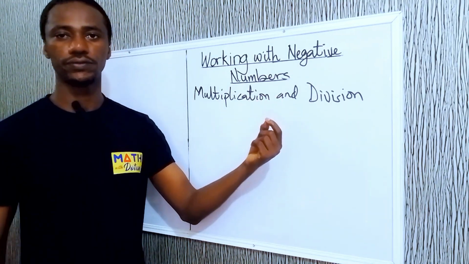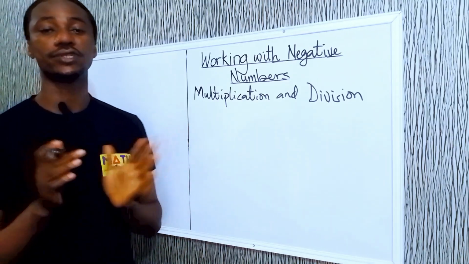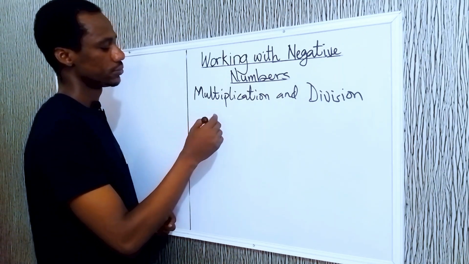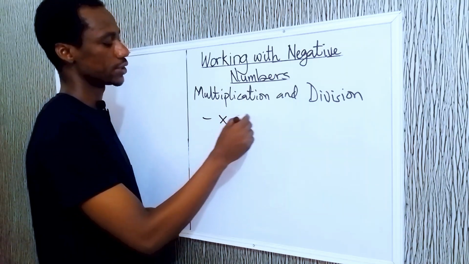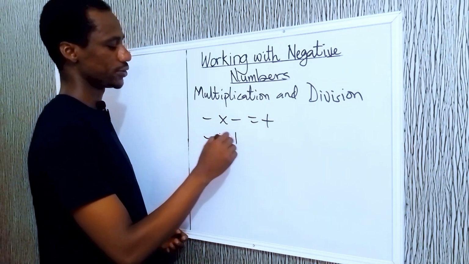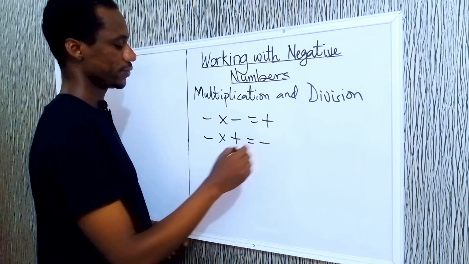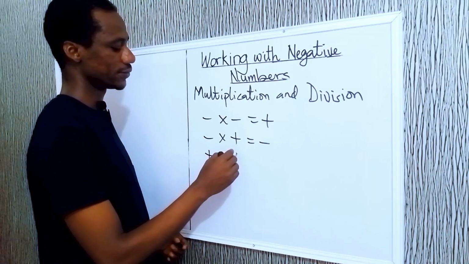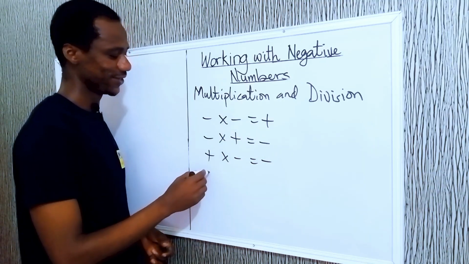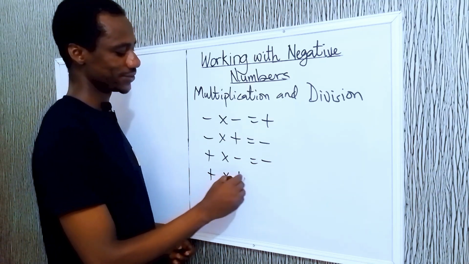The two operations together, because they have the same rule, right? We know that negative times negative is positive. Negative times positive is negative, and positive times negative is negative. Positive times positive is positive.